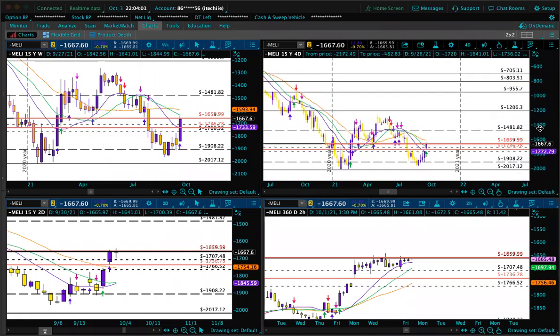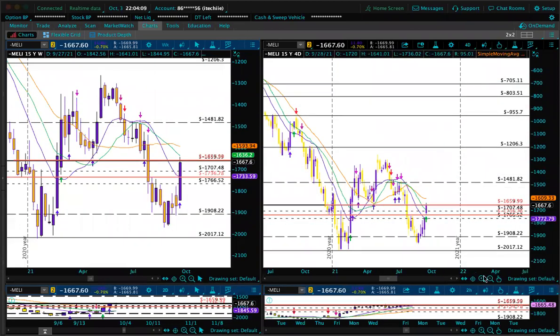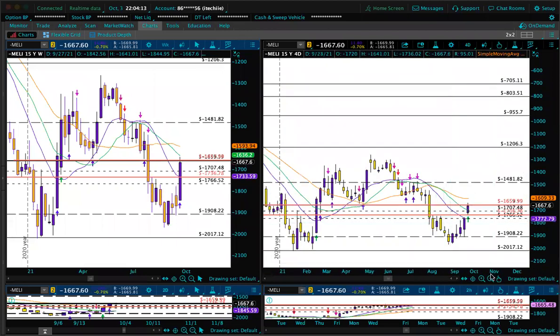And MELI is actually forming a W pattern as well. For those that don't know what a double pattern is, think of the letter W. Look at the chart, and I'll show you exactly what I'm talking about.